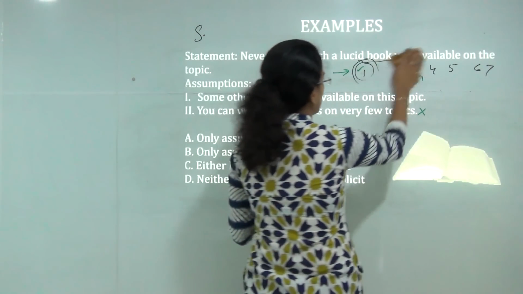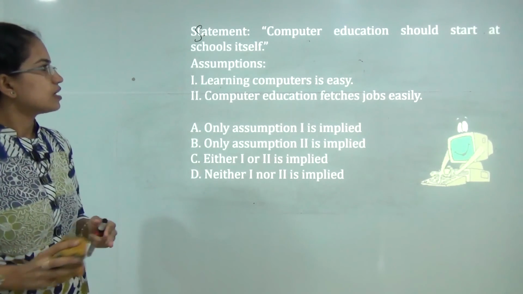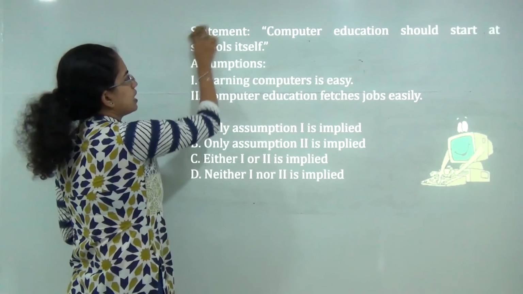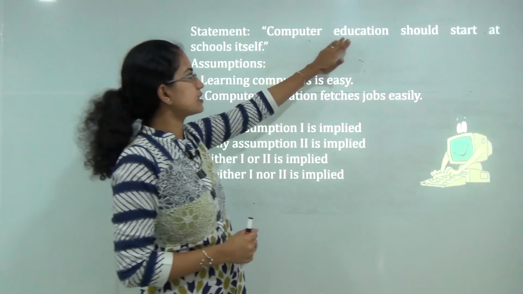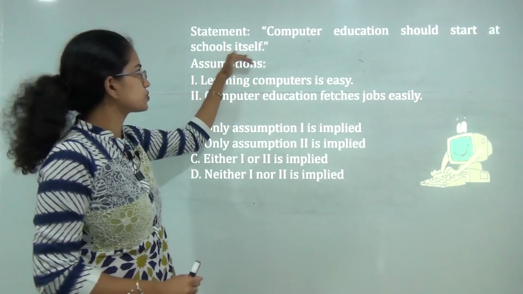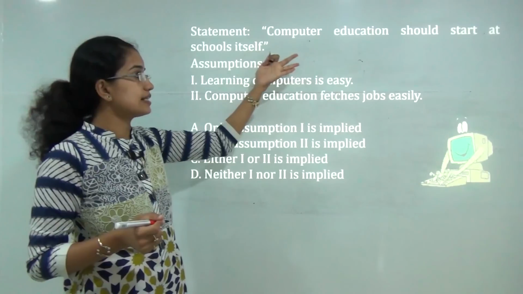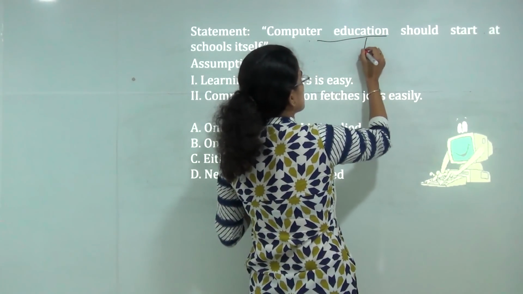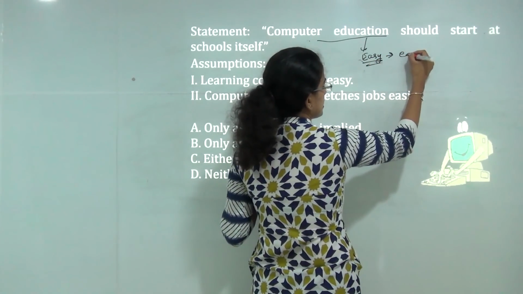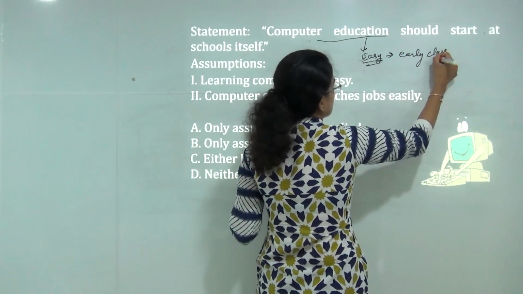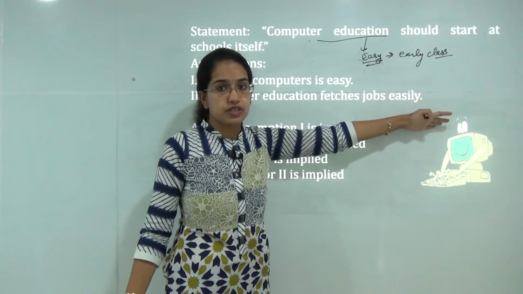Now the next example says, computer education should start at the school itself. Now that is the statement, that computer education should start at the school itself. Why does the author say like this? The author might say like this because computer education must be easy, and if it is easy, it can be introduced in early classes. See, if I am trying to introduce differentiation and integration, can I introduce it at a lower class, say first or second?